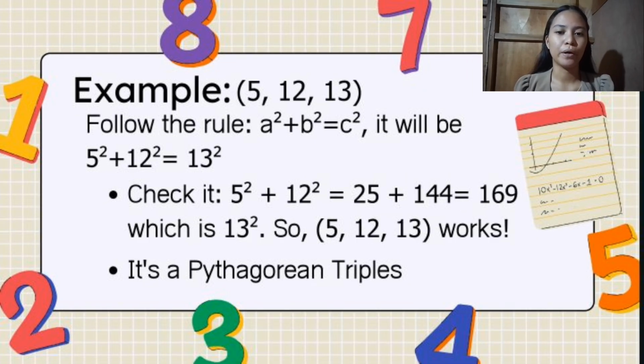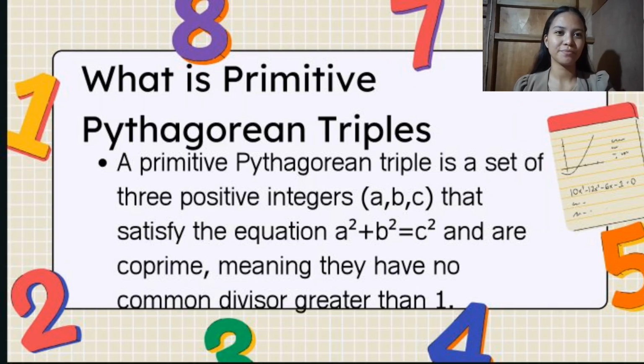Let's add another example. We have 5, 12, and 13. So we'll follow the rule again: 5 squared plus 12 squared is equal to 13 squared. So we have 25 plus 144, and adding them, we get 169, which is equal to 13 squared, which is 169 also. So 5, 12, and 13 is also an example of a Pythagorean triple.